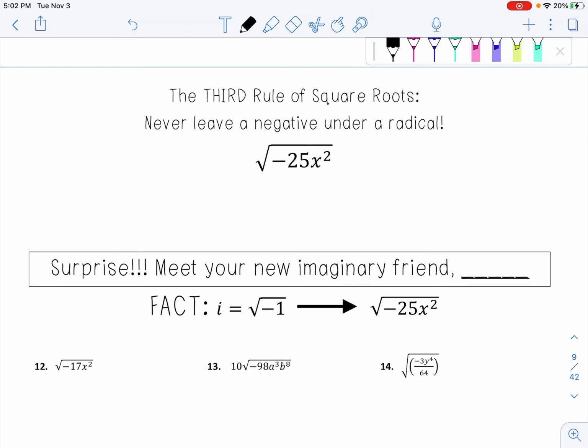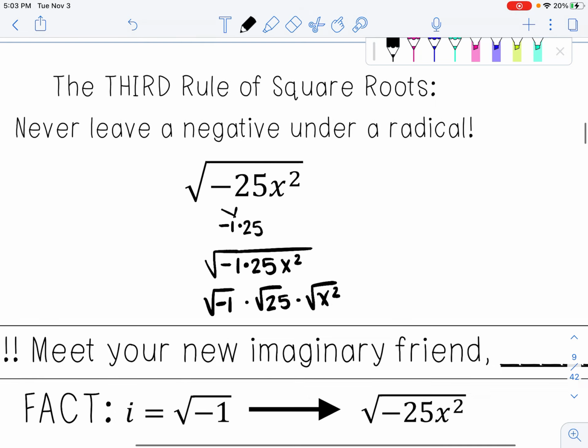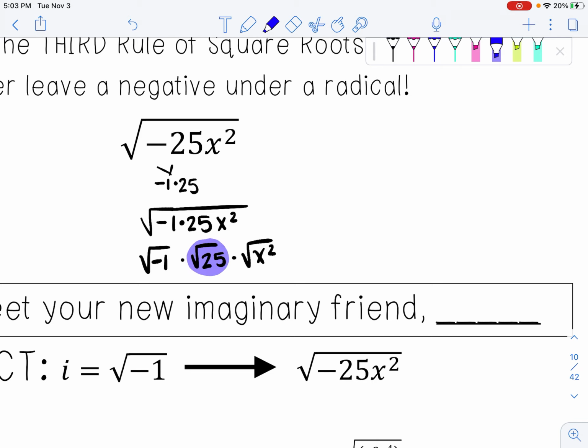The third rule of square roots, never leave a negative under a radical. So what we can do to rewrite this a little bit is to pull the negative away from the 25. So really negative 25 comes from doing negative 1 times 25. So we're going to separate this as the square root of negative 1 times 25, x squared. So when I separate all of this, I get the square root of negative 1 times the square root of 25 times the square root of x squared. Well, 25 is a perfect square and x squared is a perfect square. So that gives me the square root of negative 1 times 5x.